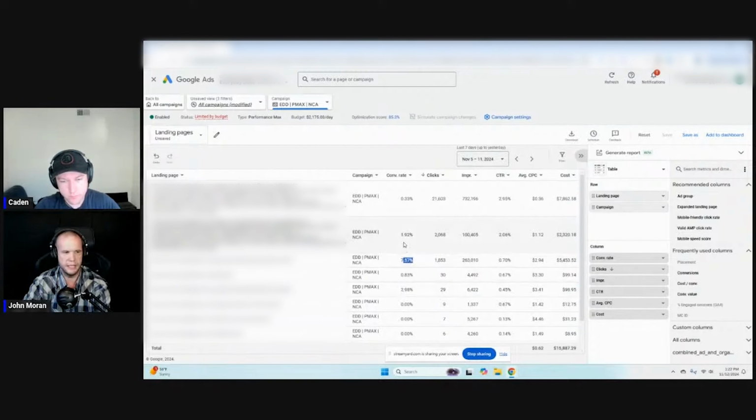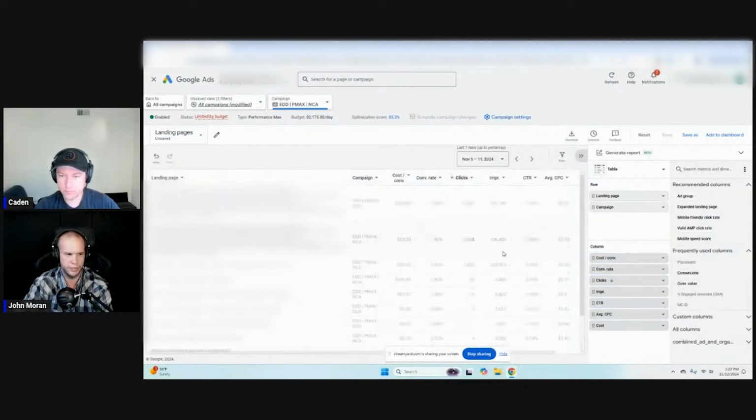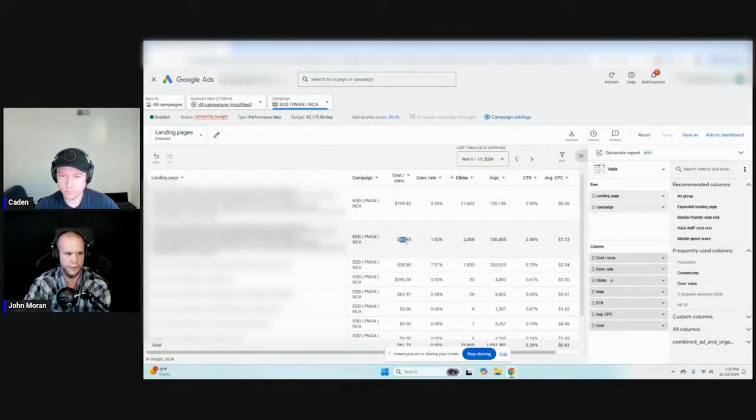But we can see these are performing better in terms of conversion rate, but not in terms of cost per click. So then we look at, what is the cost per conversion? What's the difference there? You have 108 and 53 versus 38 and 62. So these two combined are obviously working better on PLA.